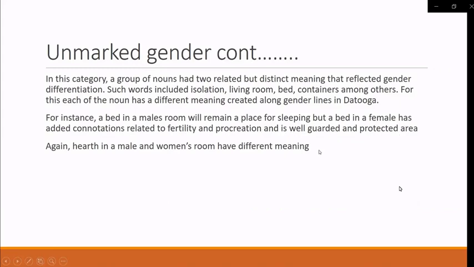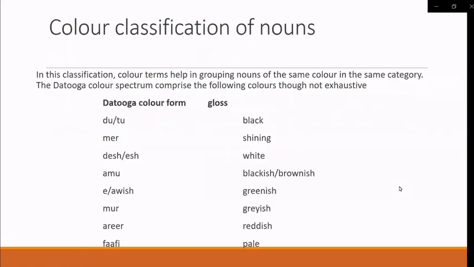These findings are supported in my study and again were seen by Bristed 2000, who focused on procreation, an ethnocultural study that also supported these findings. And again, a hearth in a male's and a woman's room have different meanings. They are the same thing, but depending on where they are, in these two different spheres, they get different meanings.